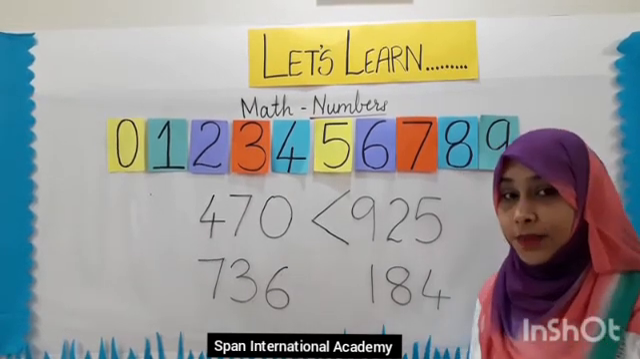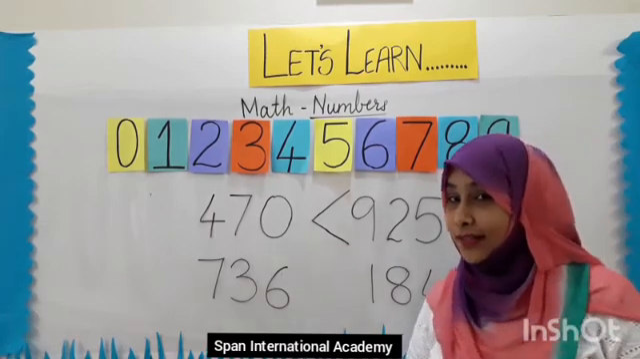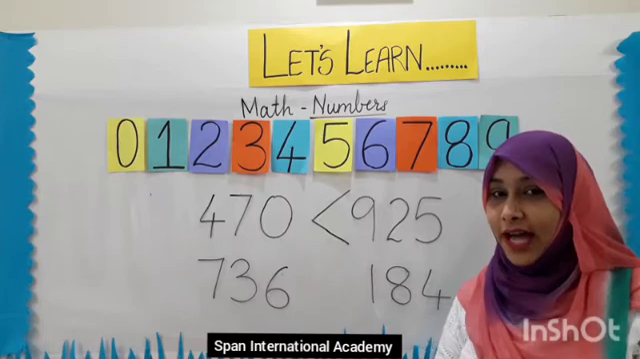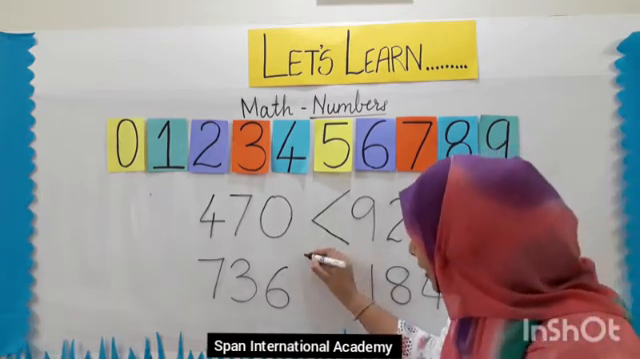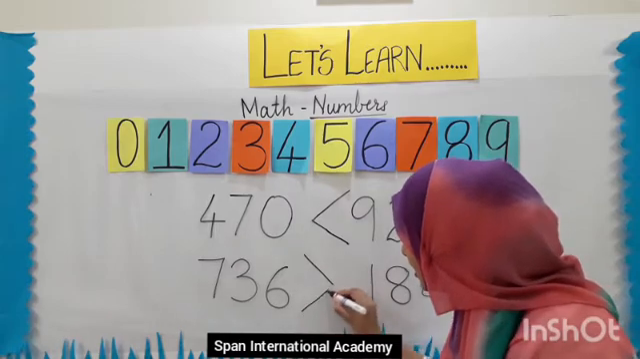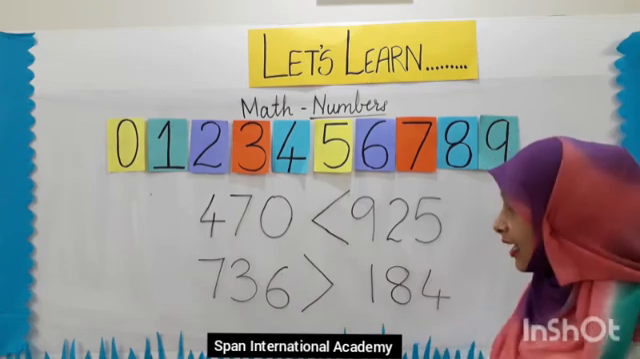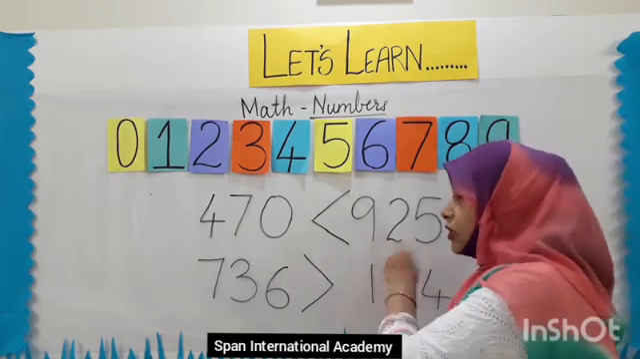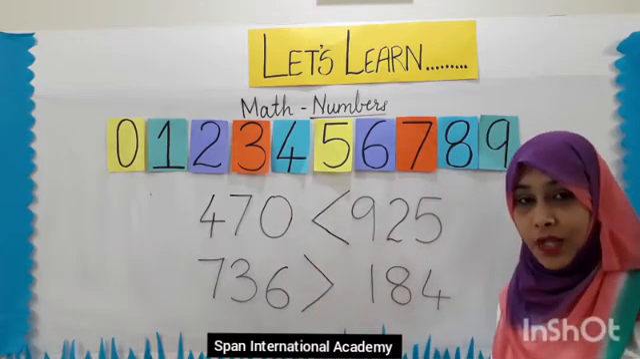So I need to put the sign. Did you all think? Where will the sign go? Absolutely right. Well done, students. Clap for yourself. The sign will be like this. The mouth of the crocodile is open towards the side. And when the number towards my right hand side is big, the mouth opens like this. Okay?